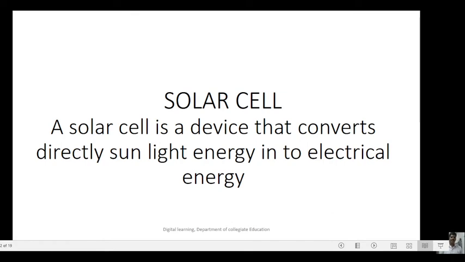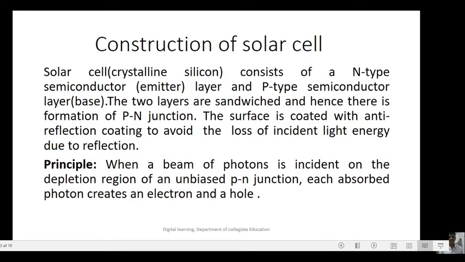Solar cell. A solar cell is a device that converts sunlight energy directly into electrical energy. Construction of solar cell: a crystalline silicon solar cell consists of an n-type semiconductor emitter layer and a p-type semiconductor base layer. The two layers are sandwiched, and hence there is formation of a p-n junction. The surface is coated with an anti-reflection coating to avoid the loss of incident light energy due to reflection.